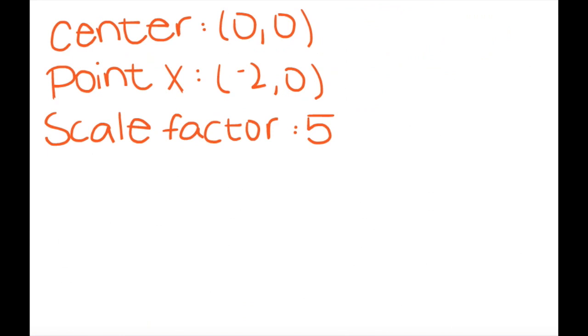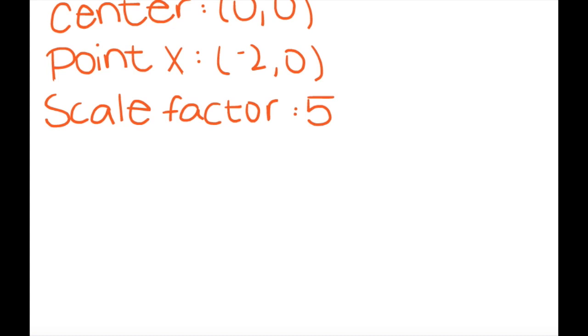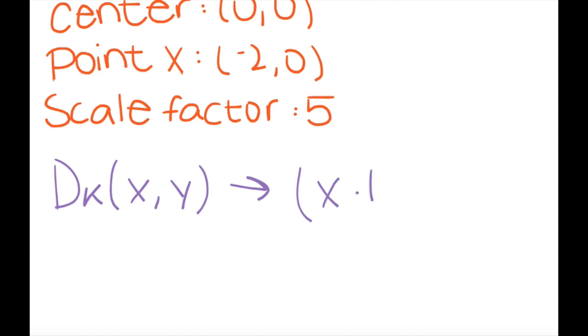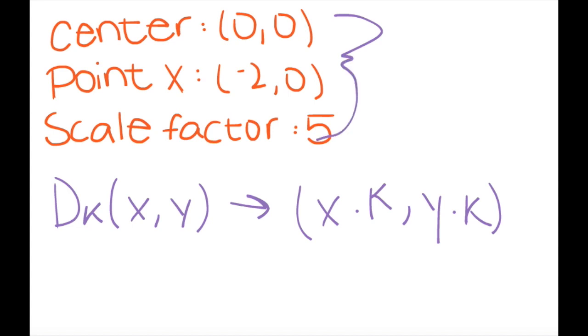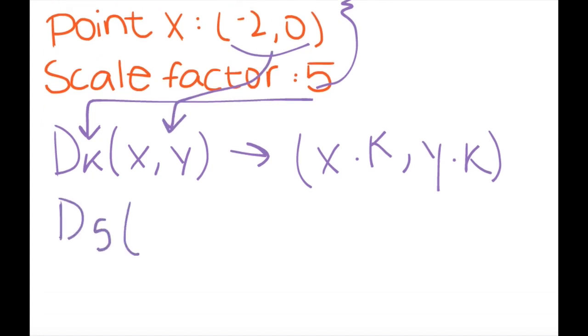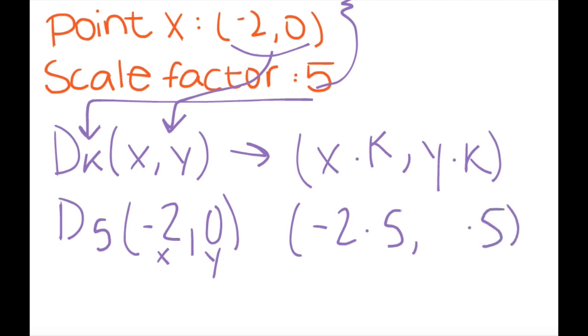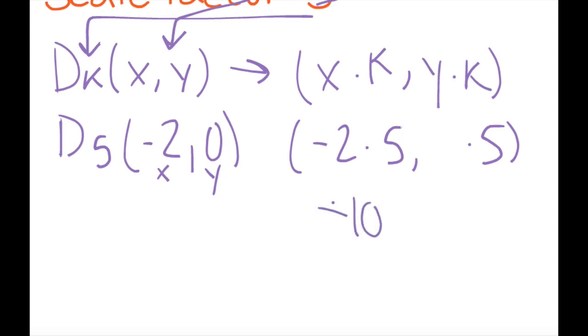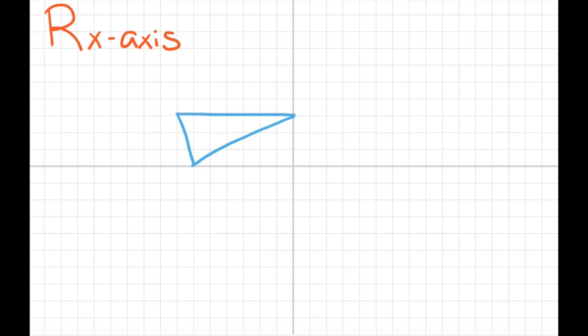So now we'll be doing dilation, and if you recall, the formula is D, K, and then X, Y, which goes to X times K and Y times K. So now if you plug in all the numbers that you have up here, the scale factor, which is K, goes right here, and the points go right here. Then you have D, 5, -2, 0, and then you'll do X times K, which is -2 times 5, and 0 times 5. So you will get -10 and 0.